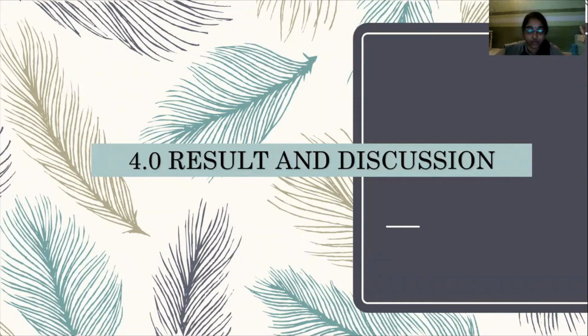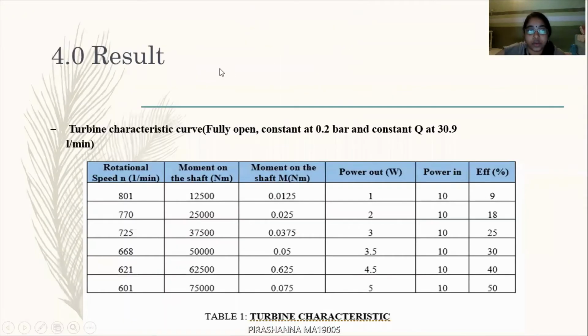I'm going to present the result and discussion for the Pelton wheel experiment. So the first part is the result for the turbine characteristic curve, and the details given are: it is fully open, the constant pressure is at 0.2 bar, and the constant flow rate is 30.9 liters per minute.